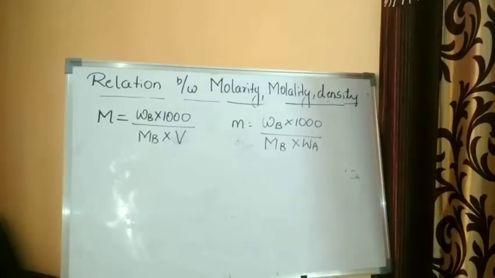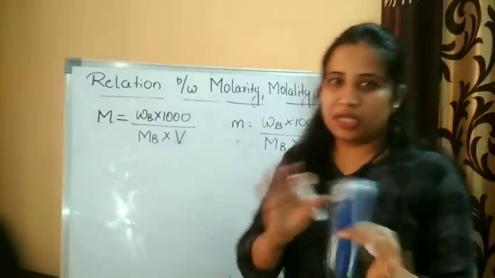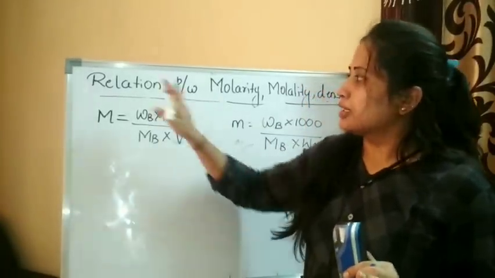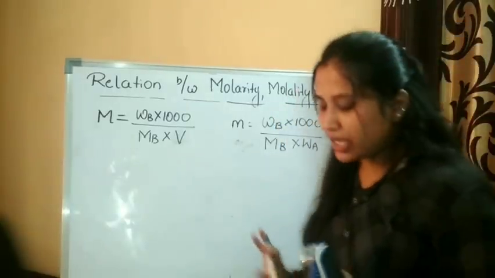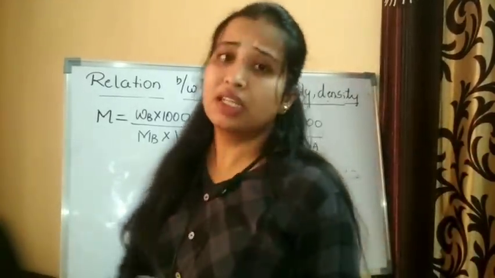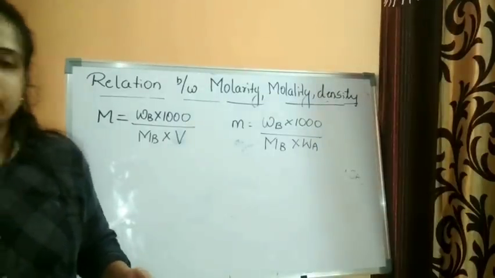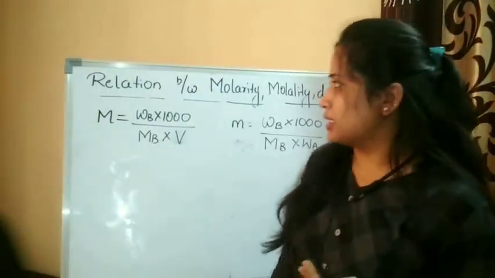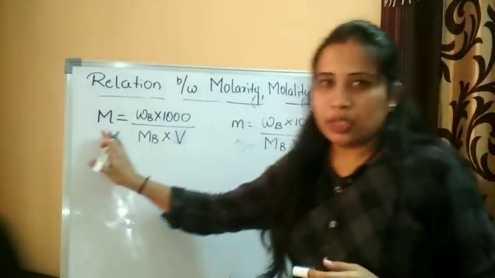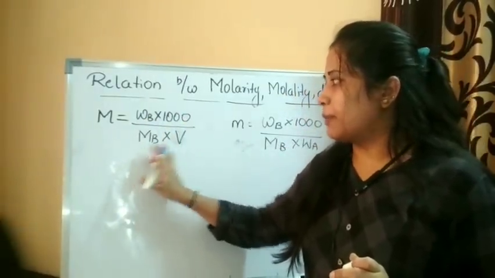So yes, my dear students, see here we'll just concentrate on the competitive exam part. The relationship between molarity, molality and density. If you know the relationship between these three, when the question is asked in your exams like NEET and CET, you can answer it in a quick way. For that reason, we know the molarity formula, that is WB into 1000 divided by MB into V.